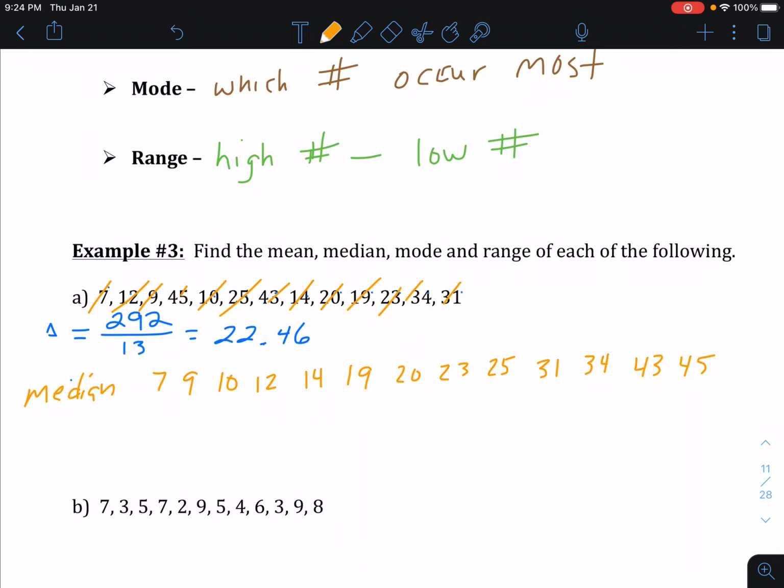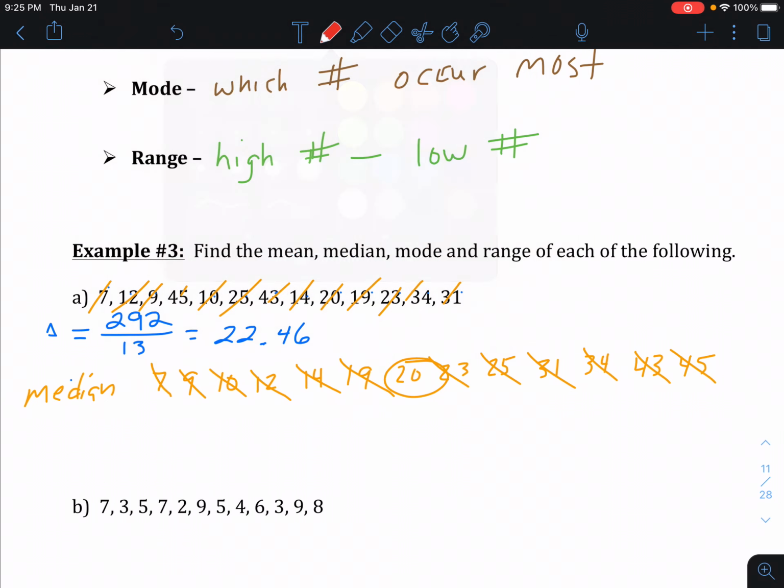Okay, so they're in order. To find the median, you want the middle. So what you do is you count off one low, one high, a low and a high, a low and a high, until you get to the middle. So there's your median, 20. Now, it may come up that you don't have a middle number. If you have two middle numbers, remember you're supposed to add them up and divide by 2.